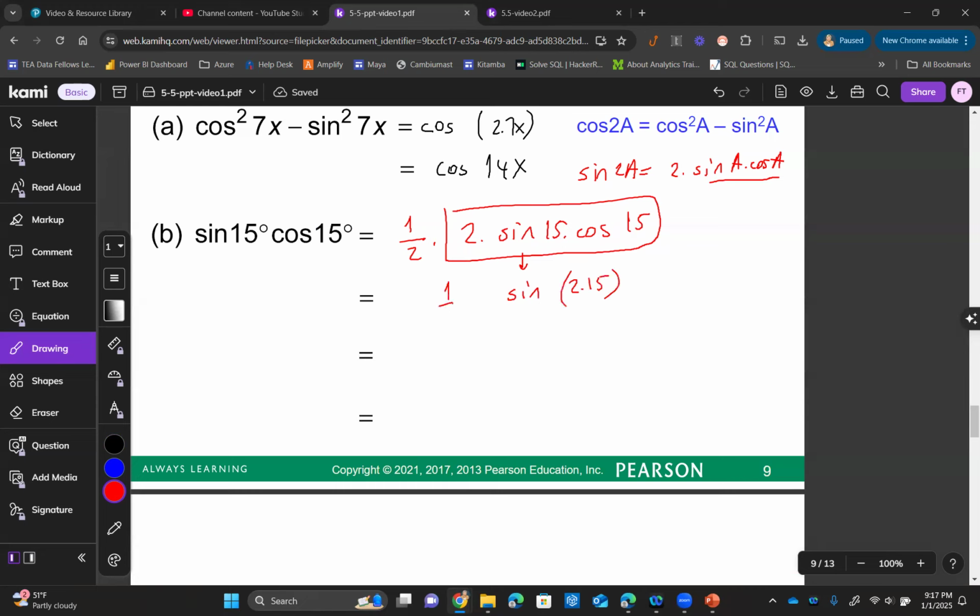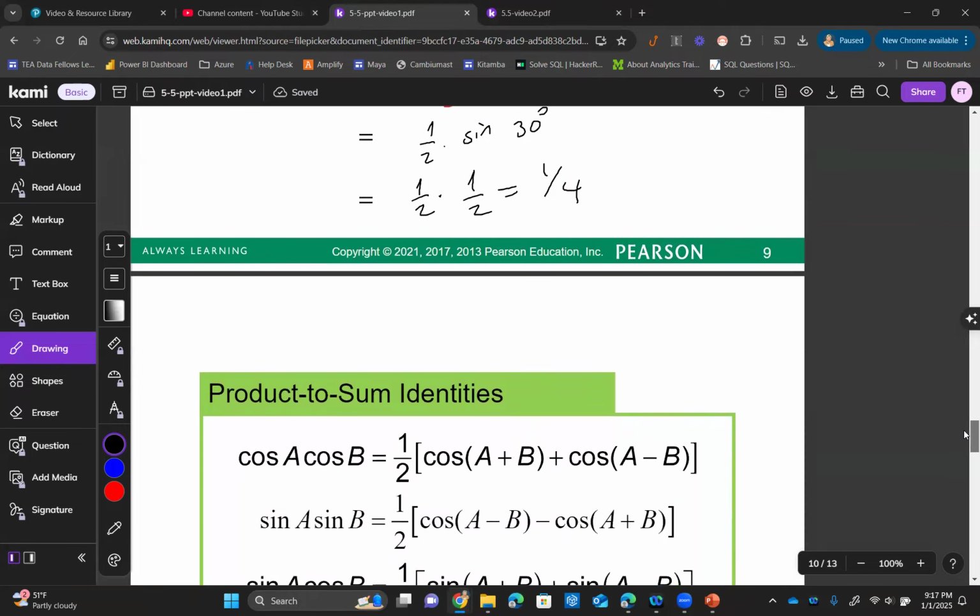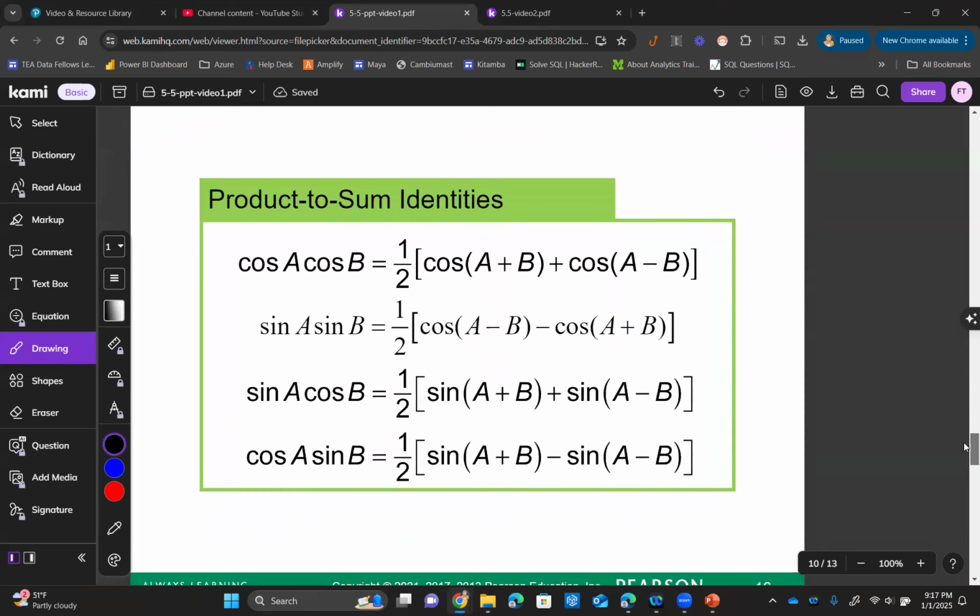And then this 1/2 comes back with me to the second line. So on the third line, we have 1/2 times sine of 2 times 15, which is 30 degrees. So this is 1/2 times sine 30. Sine 30 is equal to 1/2, which gives me 1/4. This is how we can simplify sine 15 times cosine 15 as 1/4 without using a calculator, combining everything we learned about trigonometry so far. This lesson continues with some additional identities called product to sum identities.